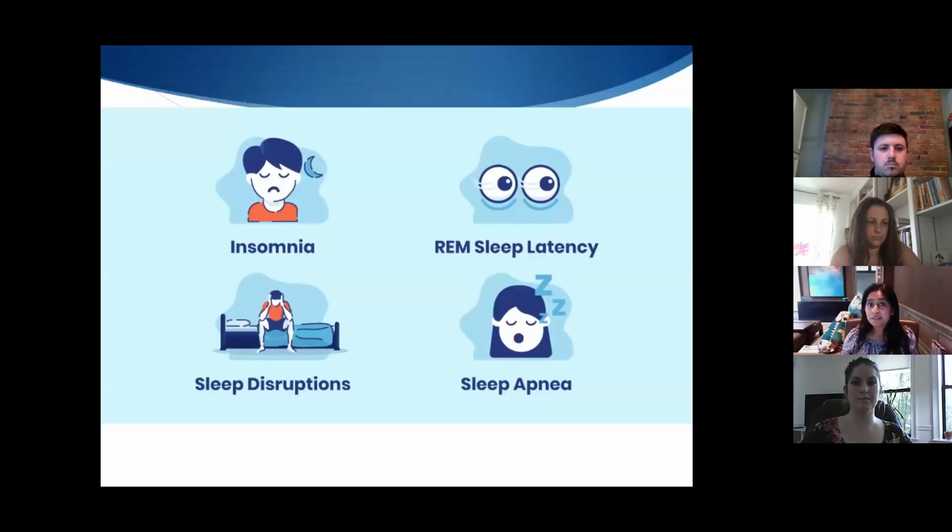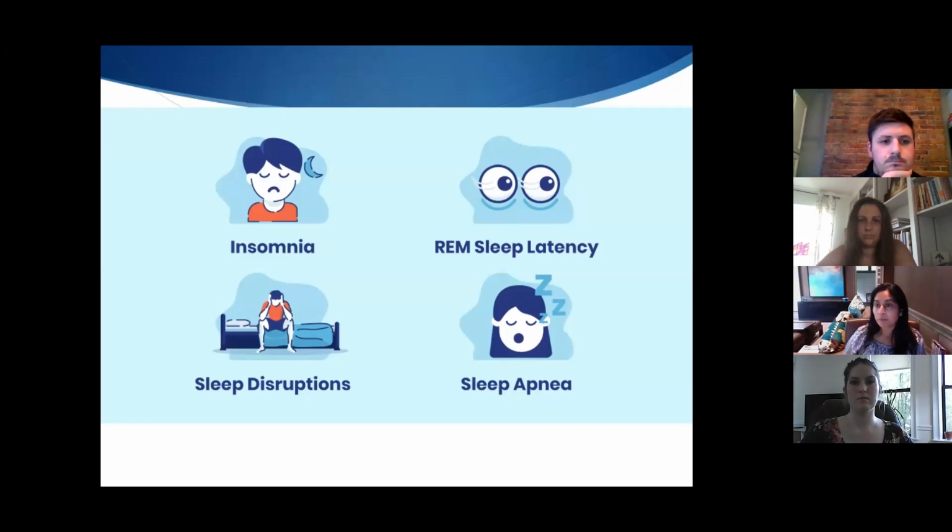So these are just some of the more common things that children with autism will tend to have and that I tend to hear about in my clinic. By far the most common one is insomnia. And by insomnia, I mean falling asleep. It's really tough sometimes to fall asleep. And that is probably the most common thing that I see.